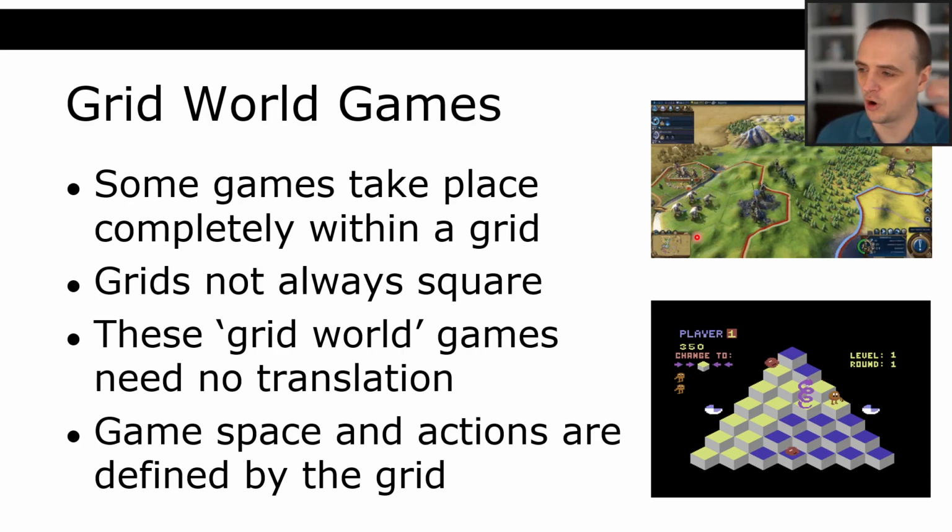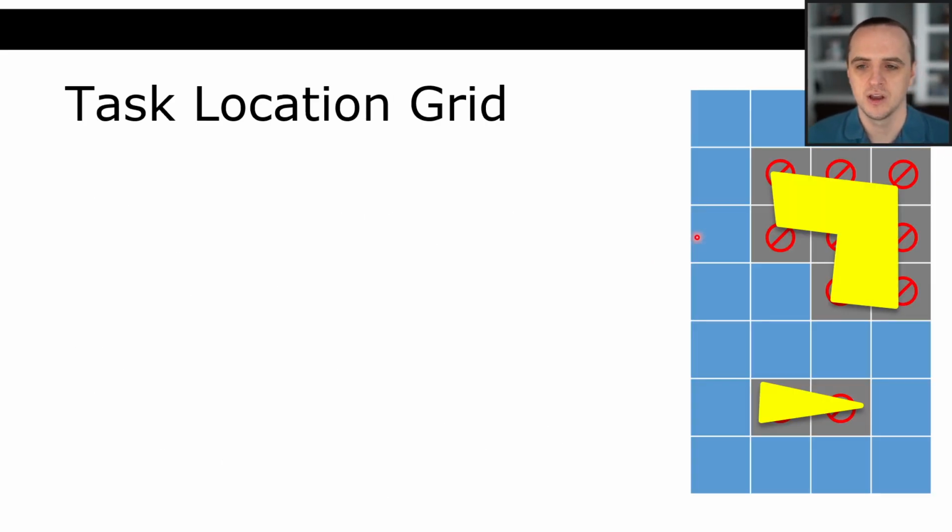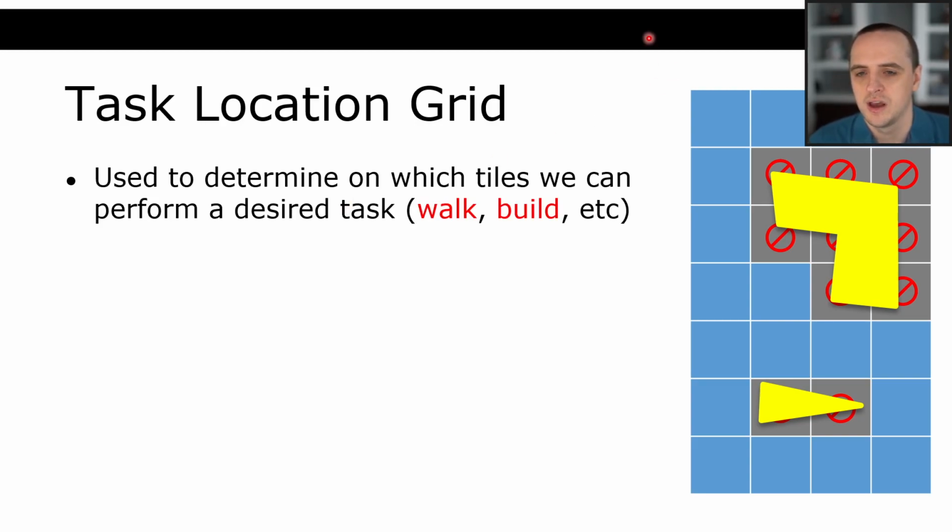Let's just go back to the examples of when the games aren't naturally in a grid, but we're going to use a grid representation for our AI system, okay? So let's talk about a task location grid. We saw an example of this in Starcraft. A task location grid, as we might see over here, is used to determine on which tiles we can perform some desired task, okay?